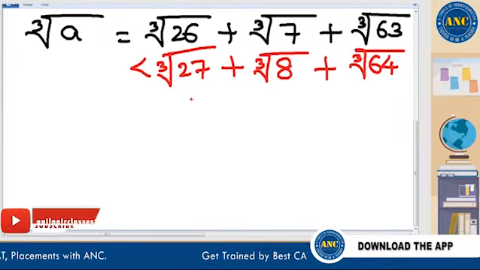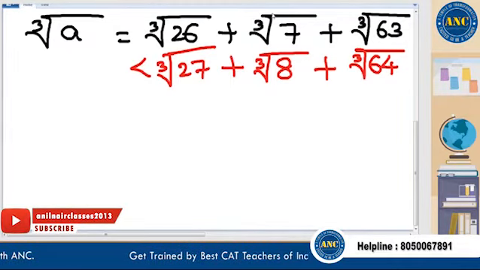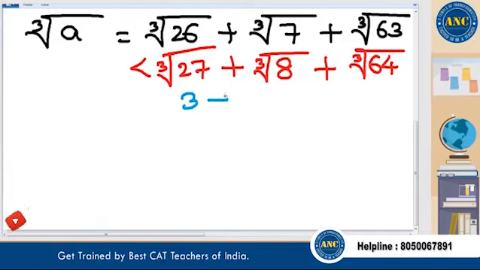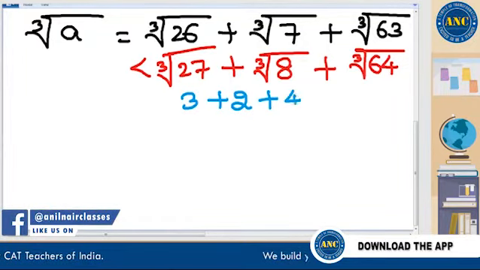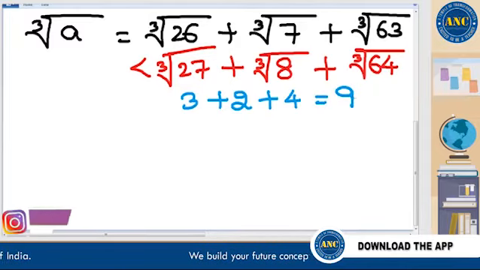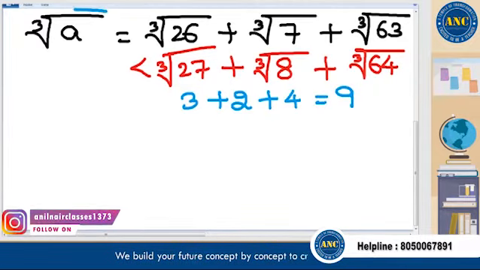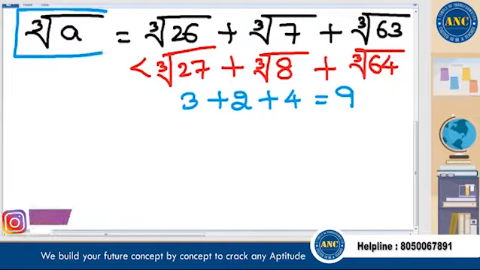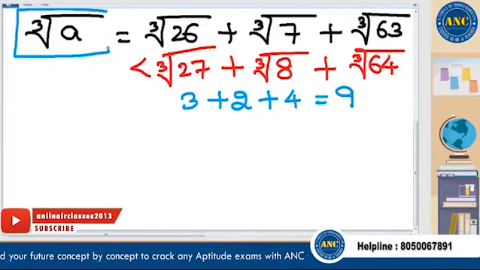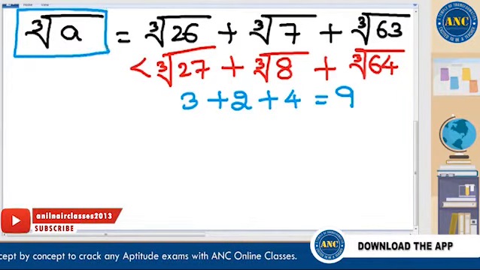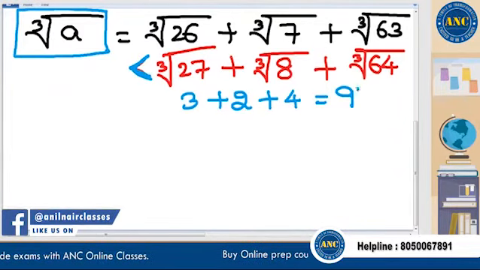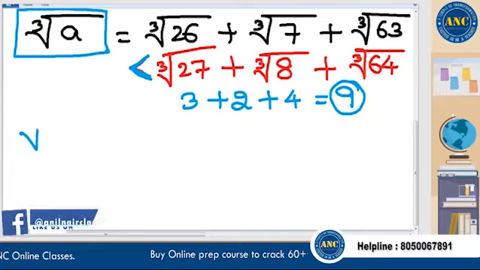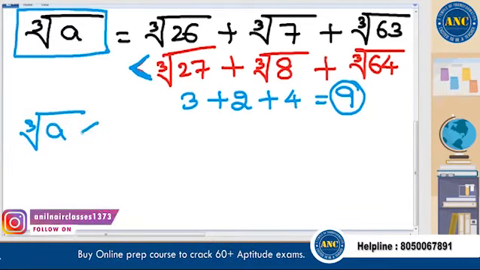Cube root of 27 is nothing but 3, cube root of 8 is nothing but 2, and cube root of 64 is nothing but 4. Its total value is 9. Can I say that cube root of a on the left hand side is definitely less than 9?